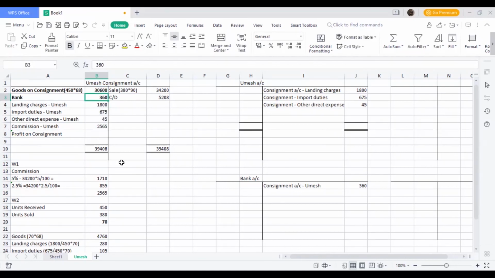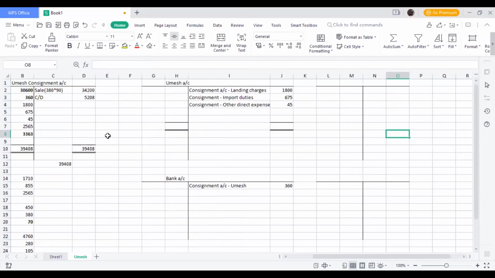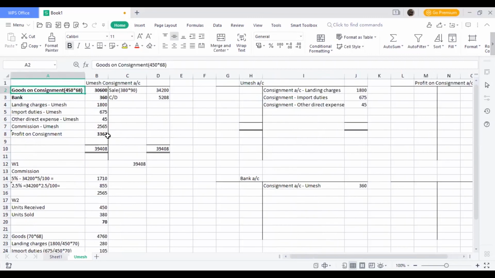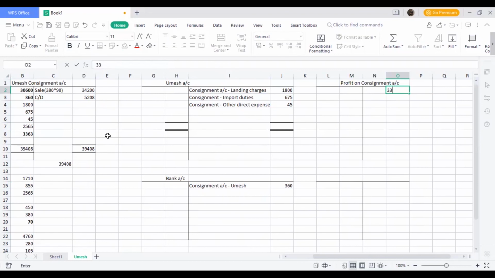So to find the value, I'll take 39,408 and deduct this value to find the profit on consignment. What is the value we get here? 36,045. So my profit on consignment was 3,363. I'll open up a profit on consignment account. How much is the profit on consignment value? 3,363. And I'll write here consignment account Umesh.